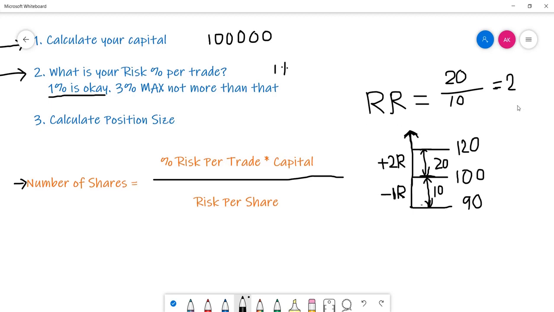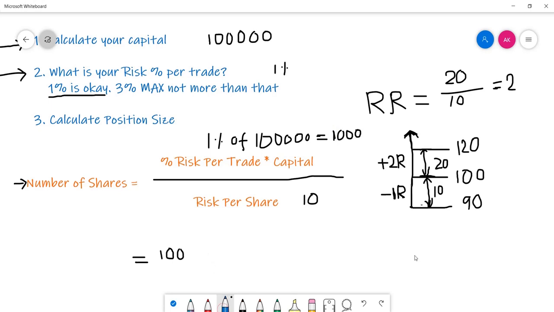So this is the risk to reward ratio you need to finalize, and you also need to finalize the percentage of risk. In this example, how many shares can I enter with? 1% of 100,000 equals 1,000, and my risk per share here is 10 rupees. So my quantity will be 100, because 1000 divided by 10 is 100.